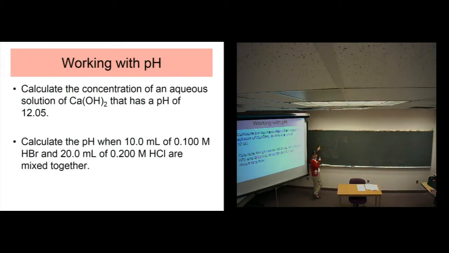So let's do that. Let's say molarity times liters, we know, is equal to moles. So if I have 0.010 liters times 0.100 molar, that equals 0.00100 moles of my HBr. But we know that's a strong acid, right? So hydrobromic acid separates into the hydrogen ion plus the bromide ion.